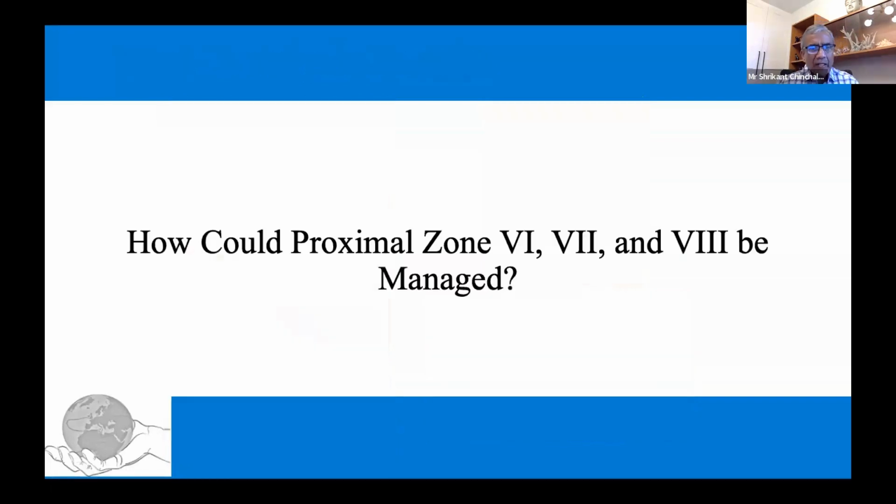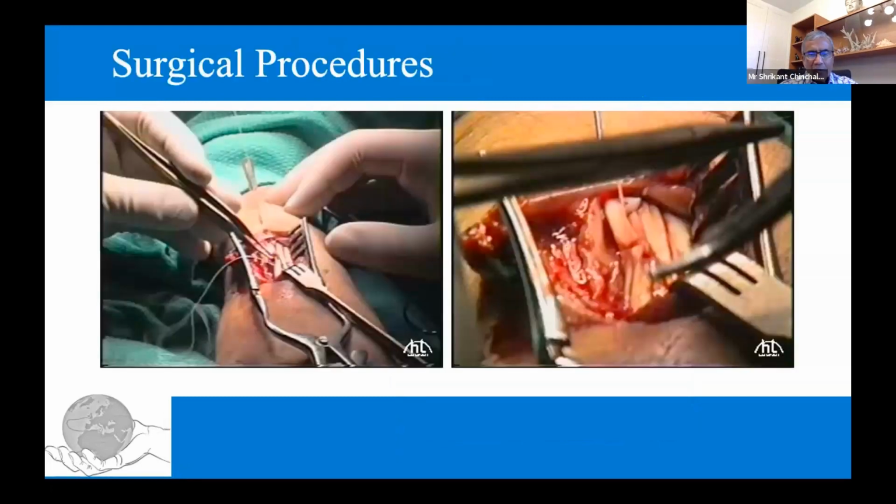So then the question arises, how could we treat these injuries following repairs? So this is a patient who had multiple tendon repairs just around the extensor retinaculum. His tendons were repaired just around the extensor retinaculum.